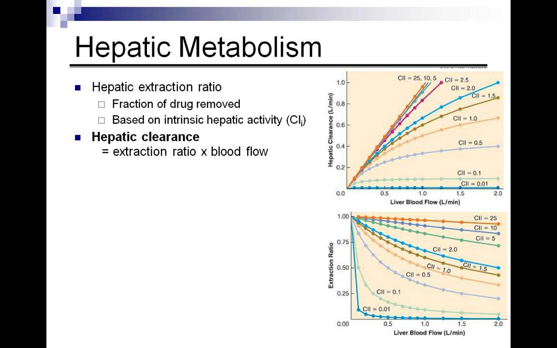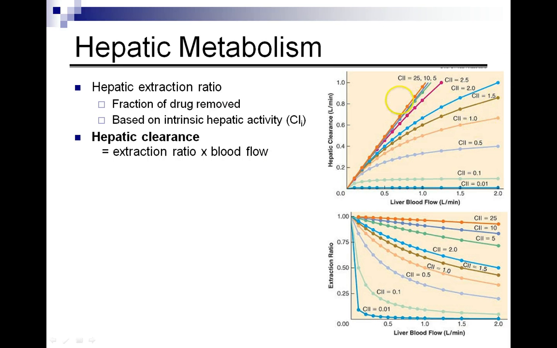This is illustrated in these two complicated graphs over here. The first graph is looking at hepatic clearance as a function of liver blood flow. Let's start with a drug with a very high intrinsic hepatic activity. This is a drug that is readily metabolized by the liver. And as we send more and more blood to the liver, hepatic clearance continues to go up and up and up. The liver is ready to metabolize this drug under almost every circumstance.